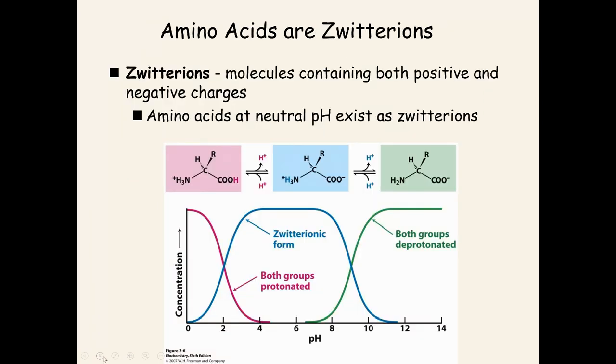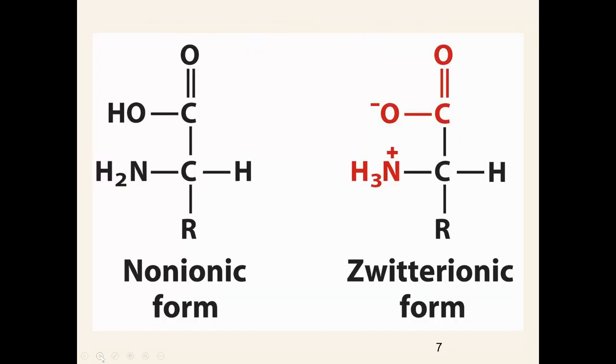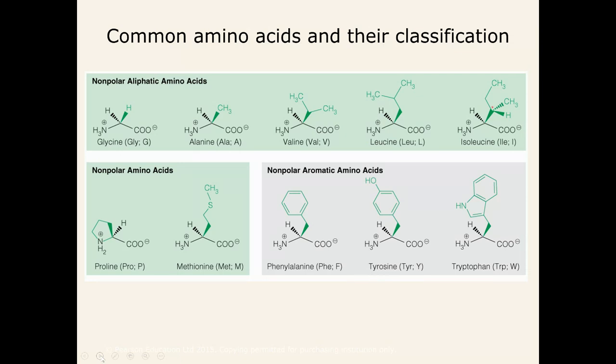I'm going to skip this slide. We'll come back to these in one form or another later. Okay, so common amino acids and their classifications. Couple things. Amino acids have a 3-letter designation and a 1-letter designation. So you should know their 3-letter designation and 1 letter for all of them.